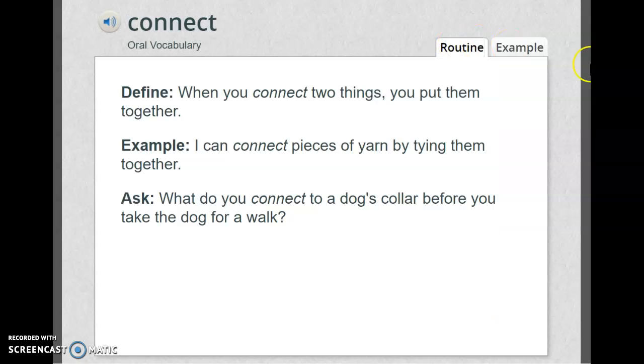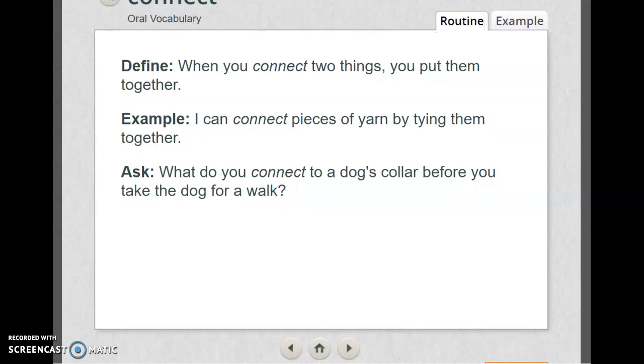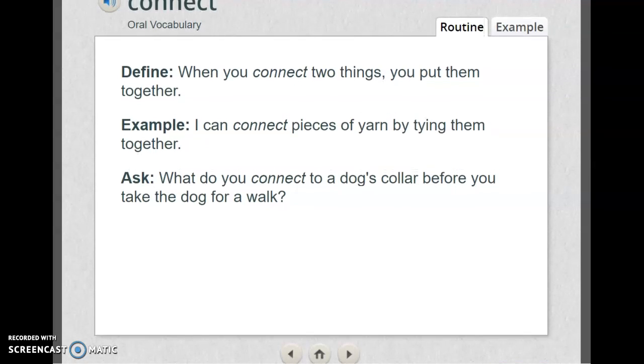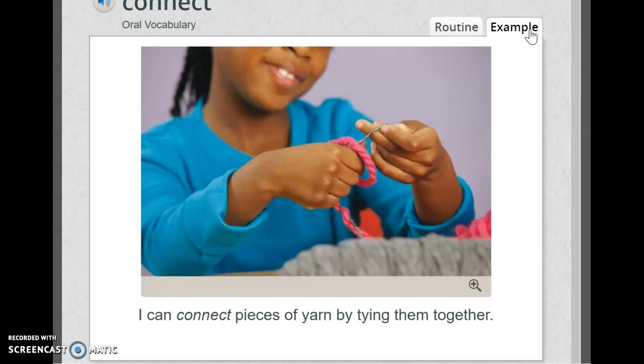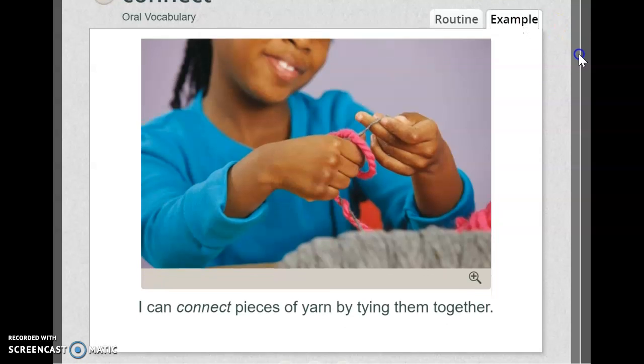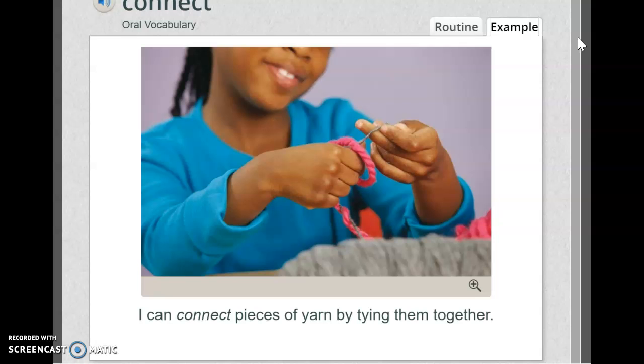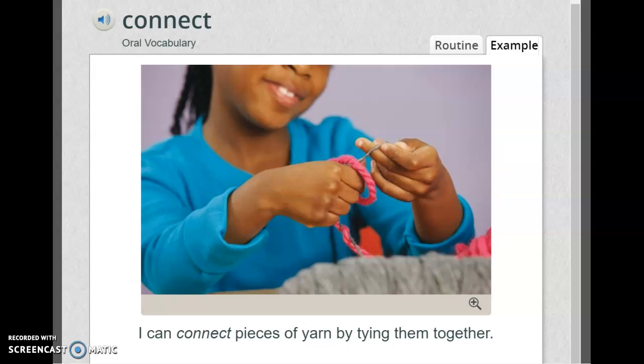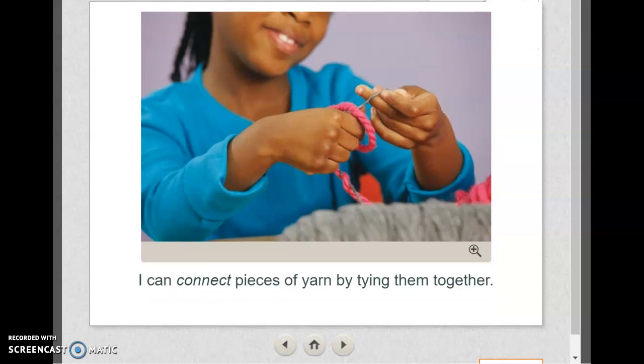My next word is connect. So when we connect two things, we put them together. So, for example, I can connect pieces of yarn by tying them together. When you guys play with your Legos, you guys connect them to form figures. You put them together. So, what is something you would connect to your dog's collar before taking him on a walk?